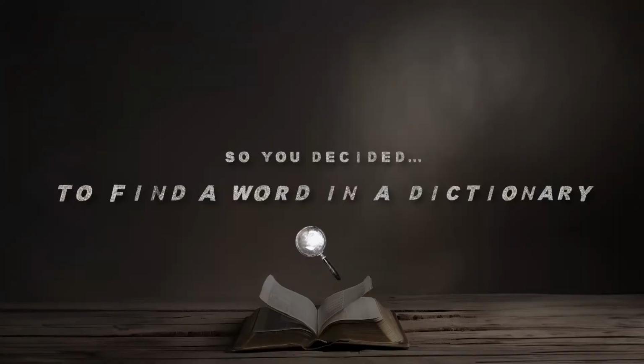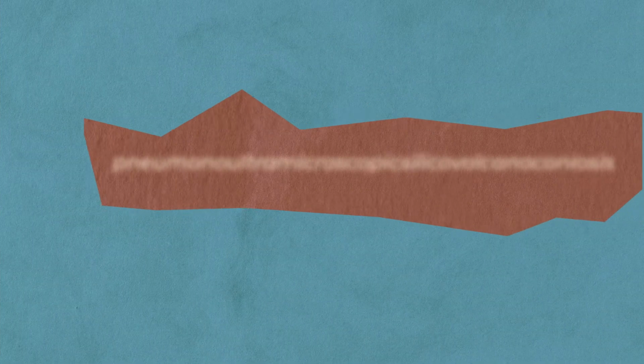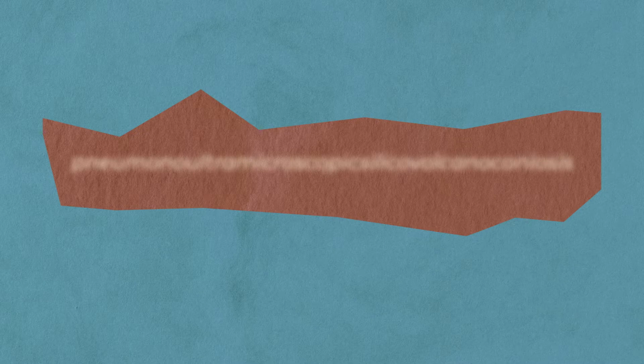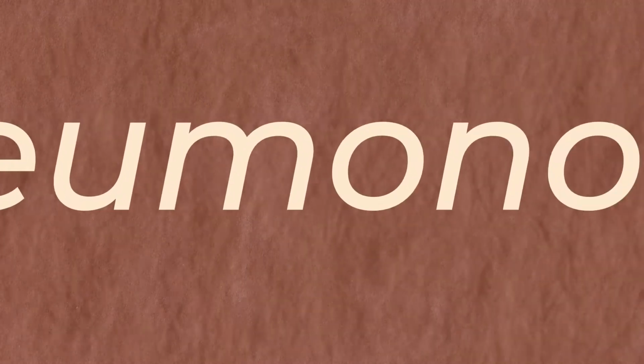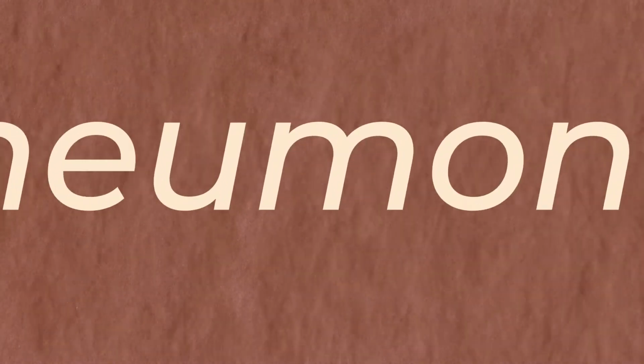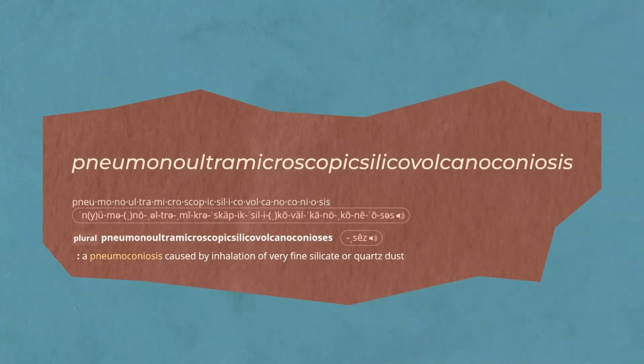So, you decided to find a word in a dictionary. Imagine you're searching for a long, complicated word in a dictionary, one that anyone can barely pronounce. Pneumonoultramicroscopicsilicovolcanoconiosis... Okay, you got it. Let's get back to the problem.